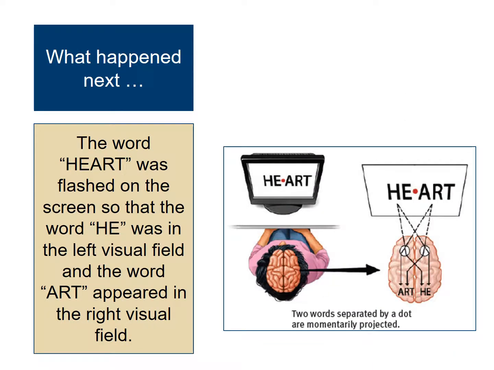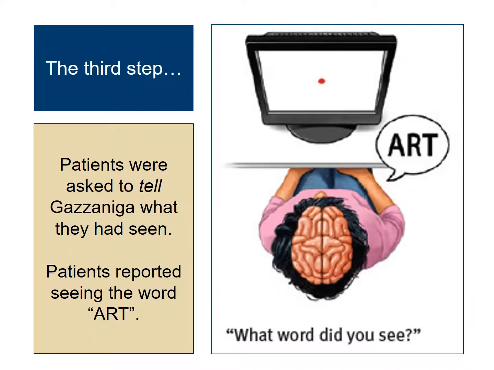Then the word heart was flashed on the screen, so that the word he was in the left visual field and the word art was in the right visual field. So two words separated by a dot are momentarily projected. The third step is patients were asked to tell Gazzaniga what they had seen. Patients reported seeing the word art.